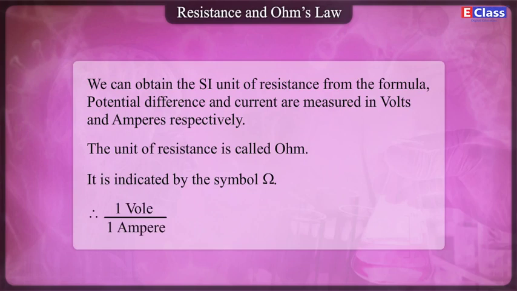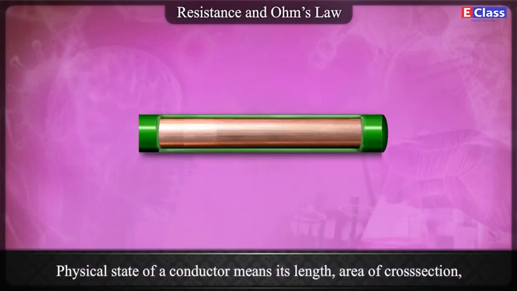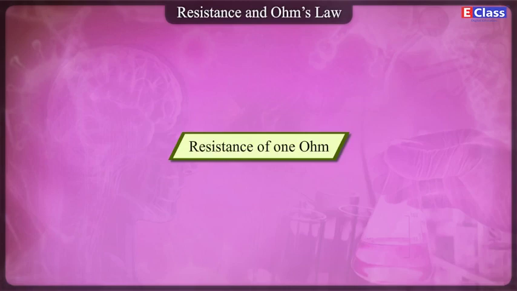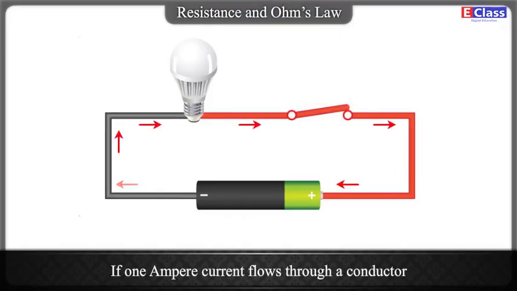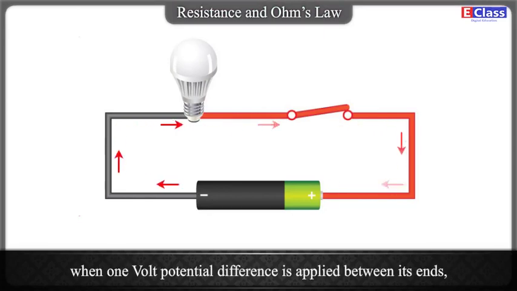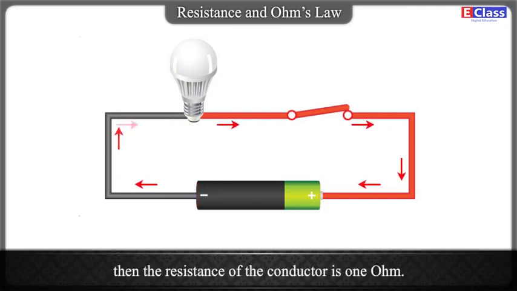Therefore, 1 volt upon 1 ampere is equal to 1 ohm. Physical state of a conductor means its length, area of cross-section, temperature and the material it is made up of. Resistance of 1 ohm: if 1 ampere current flows through a conductor when 1 volt potential difference is applied between its ends, then the resistance of the conductor is 1 ohm.